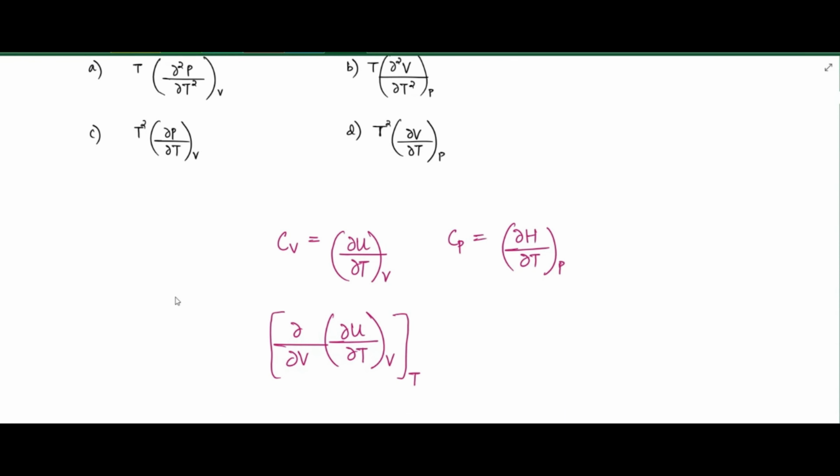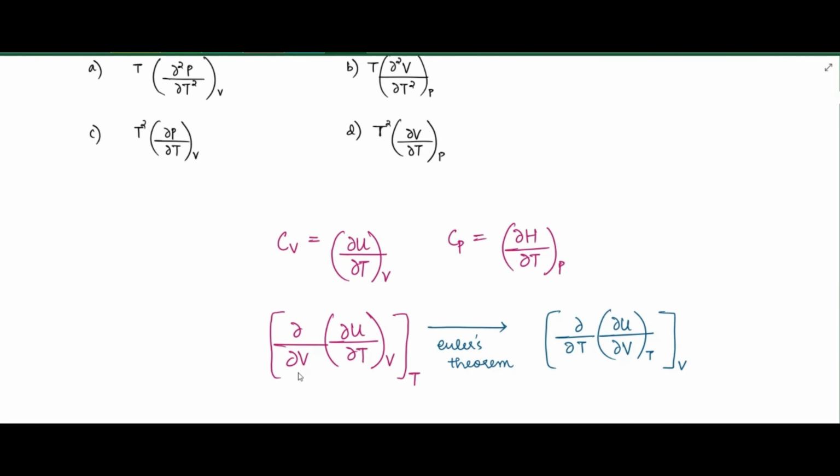Shall I reverse it? Because since U is a state function, it will definitely follow Euler's theorem. And according to Euler's theorem, which one you differentiate first is not important. Even if you reverse it, you're going to get the same thing. So if I put Euler's theorem over here, what will happen? I'm going to reverse it. Here it is with respect to T. So I will first differentiate with respect to V keeping T constant, then differentiate with respect to T keeping V constant.